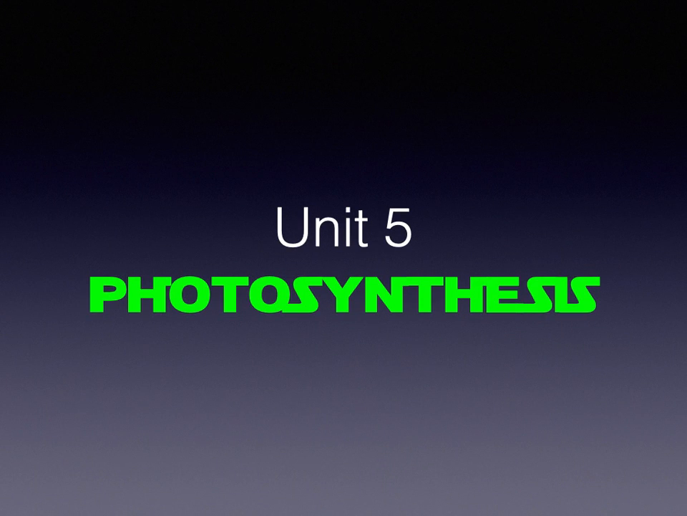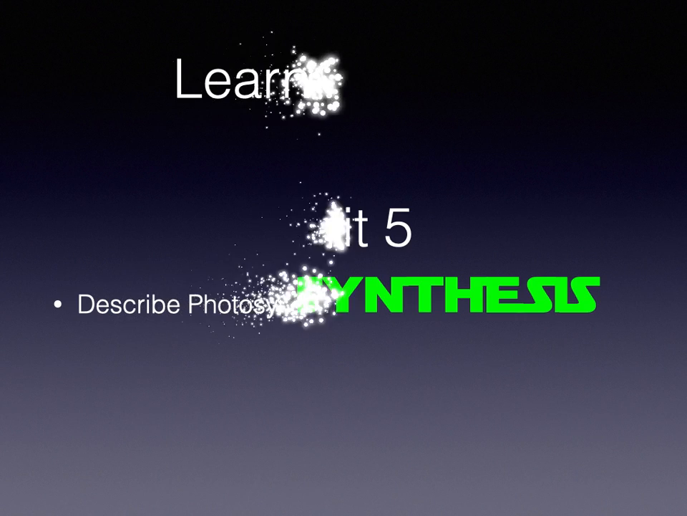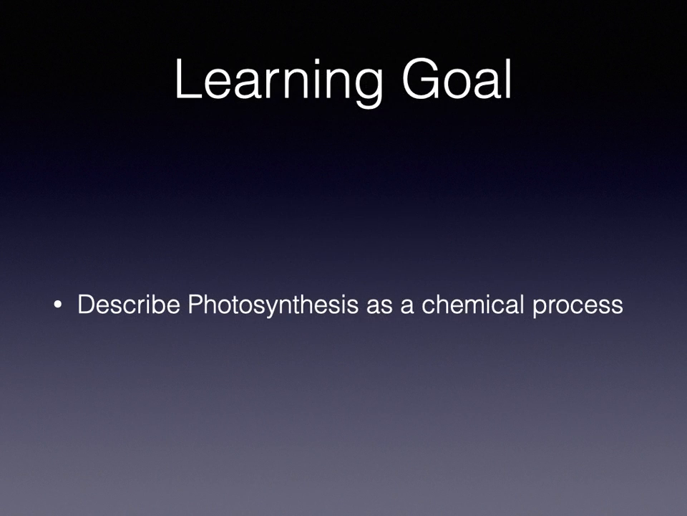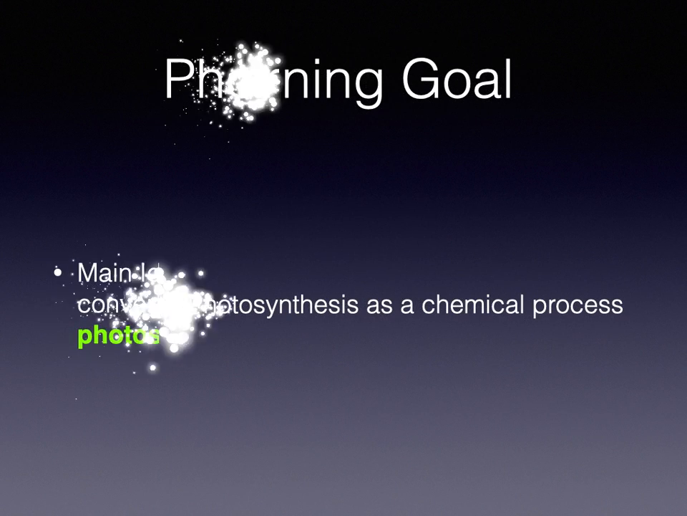Hello, this is Mr. Baker, and this is Unit 5.2, Photosynthesis. And we're going to be talking about how to describe photosynthesis as a chemical process.